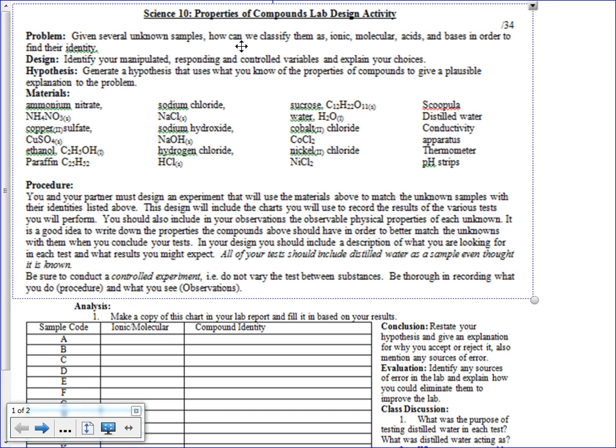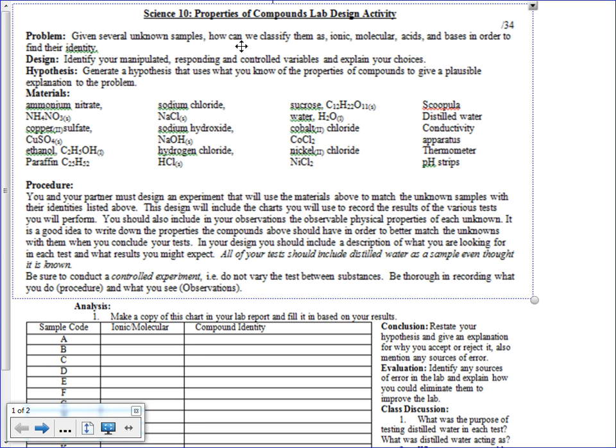In your design, you have to identify your manipulated variable, your responding variable, and your controlled variables. In any experiment, the manipulated variable is the thing the experimenter is changing on purpose to find out its effect. The responding variable is the thing or things that the experimenter is actively watching for changes and measuring. The controlled variables are all the things that have to stay the same throughout the lab in order to maintain its validity.